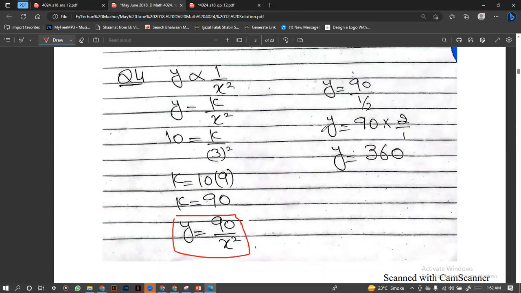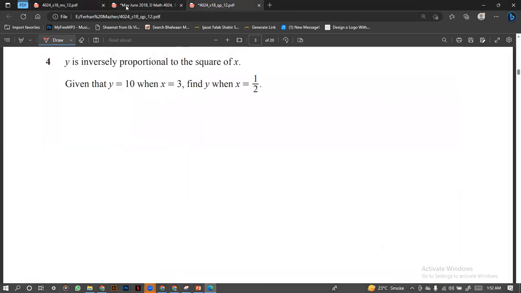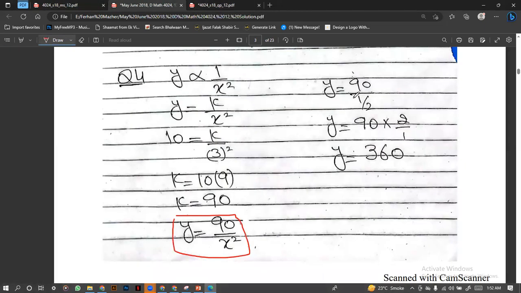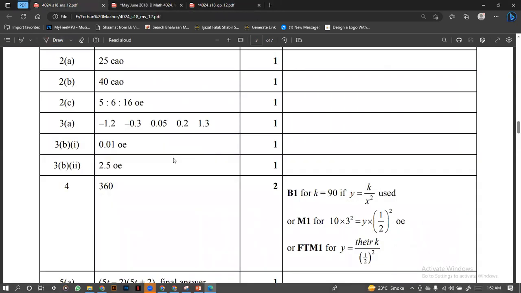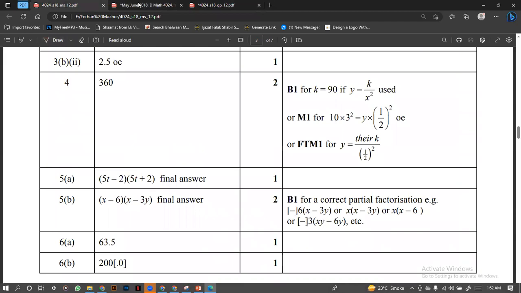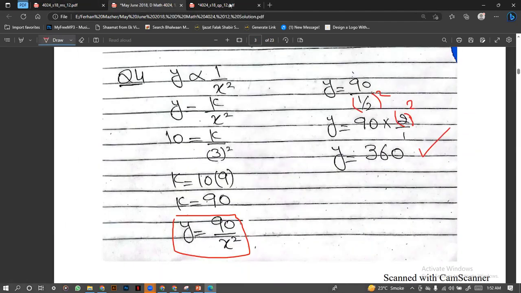So then the question is, what is y when x is 1 by 2? So x is 1 by 2. I forgot to write square here. So this will become 90 into 4, and that is 360. 360 is the right answer, sir. This is the solution. I just forgot to write square here.